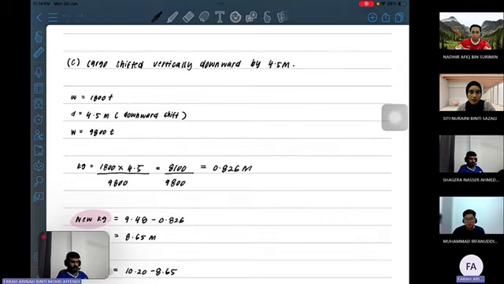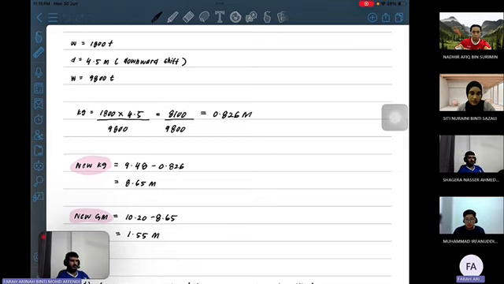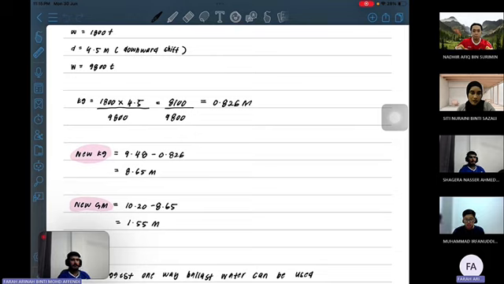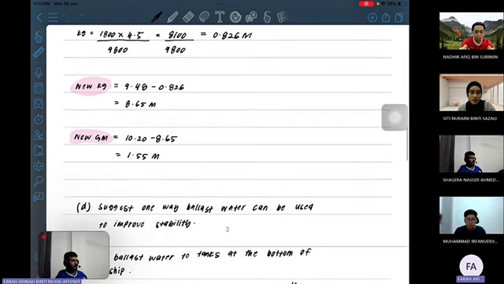So the weight is 1,800 tons. The distance is a 4.5 meter downward shift, and the total weight is 9,800 tons. And then we're going to use this formula. We insert the numbers, and we will get 0.826 meter. To get the new KG, 9.48 meter minus 0.826, and then we will get the answer 8.65 meter. And the new GM, we will get the answer is 1.55 meter.